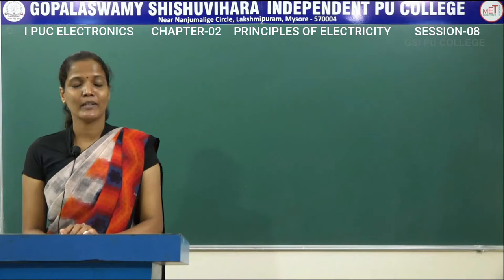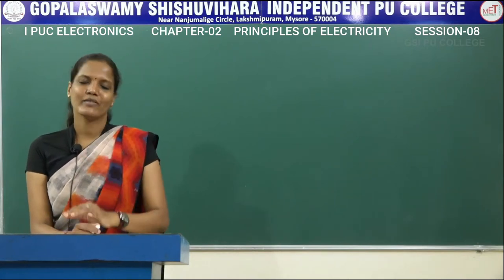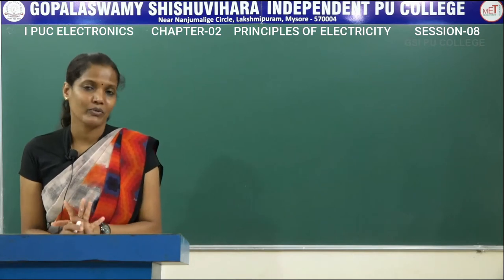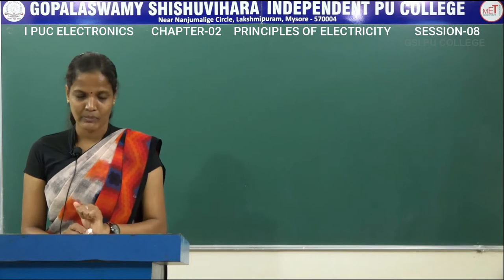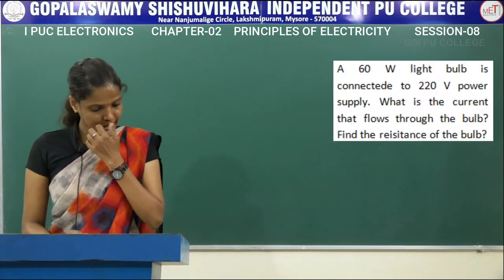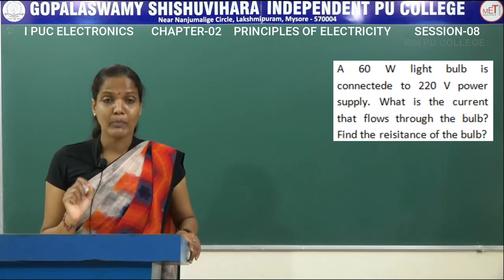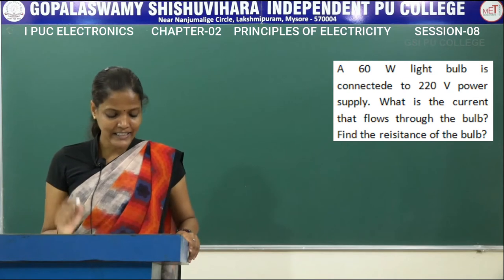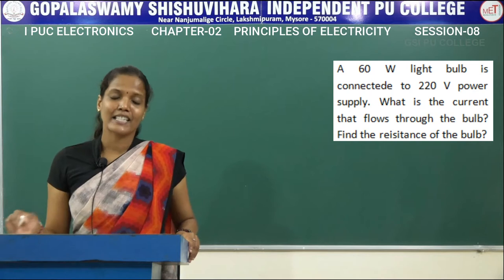In today's session we will be solving some of the problems related to power of a circuit. Later we will be moving to the next topic of the same chapter, that is principles of electricity, network theorems and AC principles. So the very first problem related to power is: a 60 watt light bulb is connected to 220 volts power supply. What is the current that flows through the bulb? Find the resistance of the bulb.